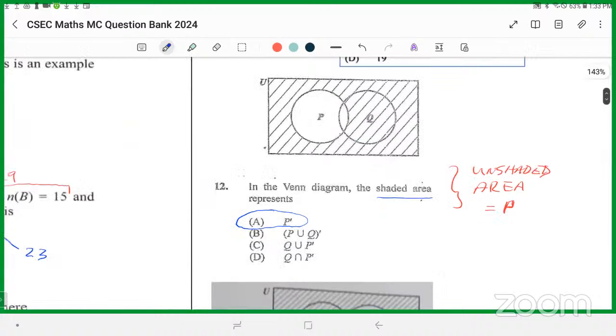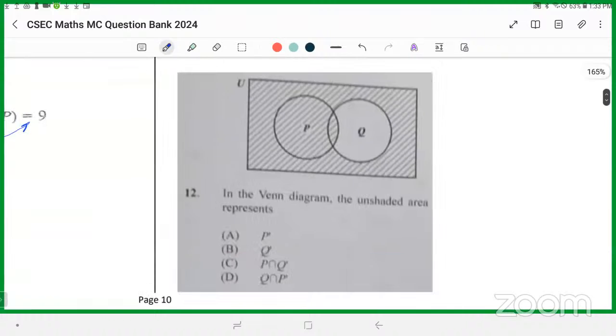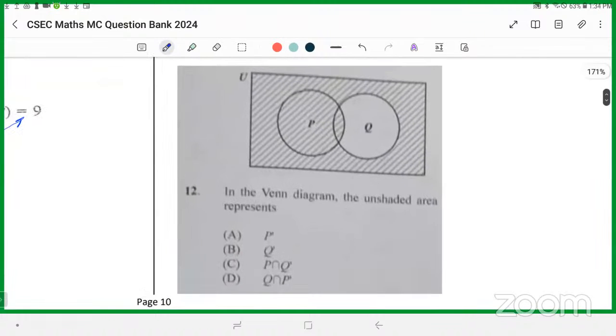Yes, here's another question. This time they ask for the unshaded area, which is inside here. That is Q only. So you're outside of P, but you're inside of Q. So it's Q and outside of P.